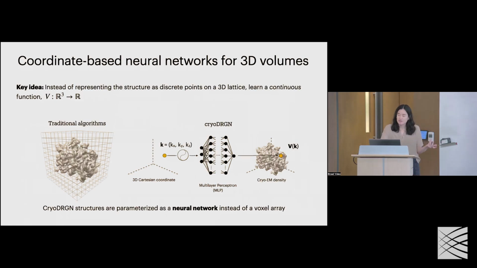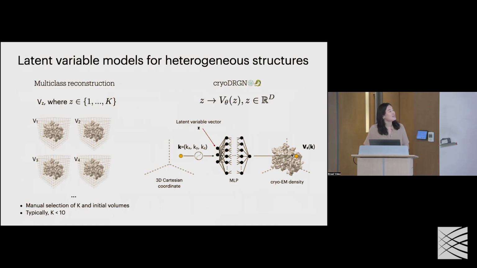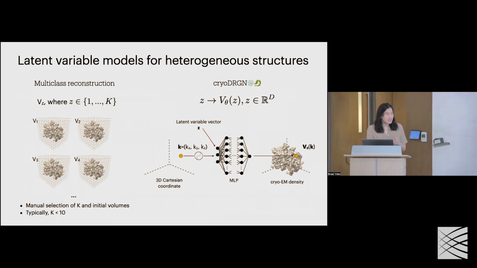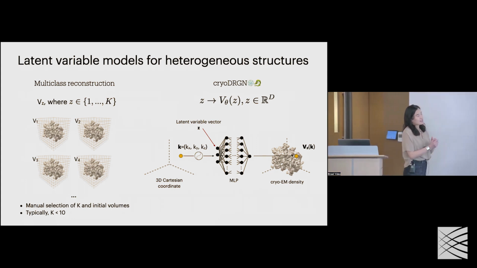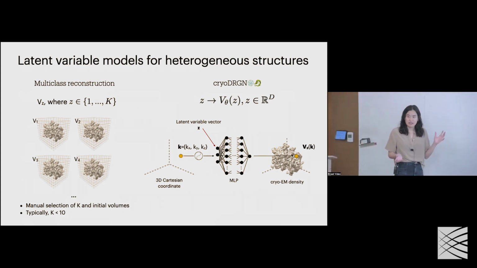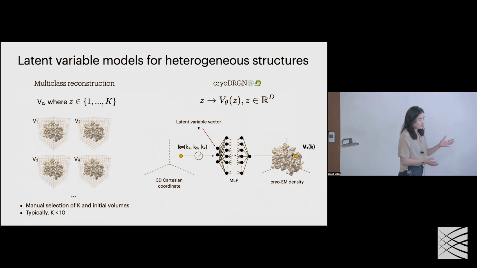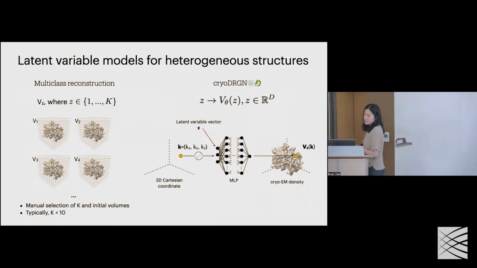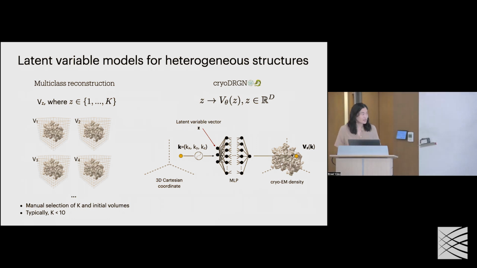that cryoDRGN structures are parameterized using a neural network instead of a voxel array. And the main reason we do this is that it gives us a very elegant way of modeling, especially continuous forms of heterogeneity. So instead of having to model k separate voxel arrays, where there becomes this bias-variance trade-off, especially with larger numbers of k, as well as computational considerations, we can simply extend the input dimension of our neural network to condition on an additional latent variable vector.